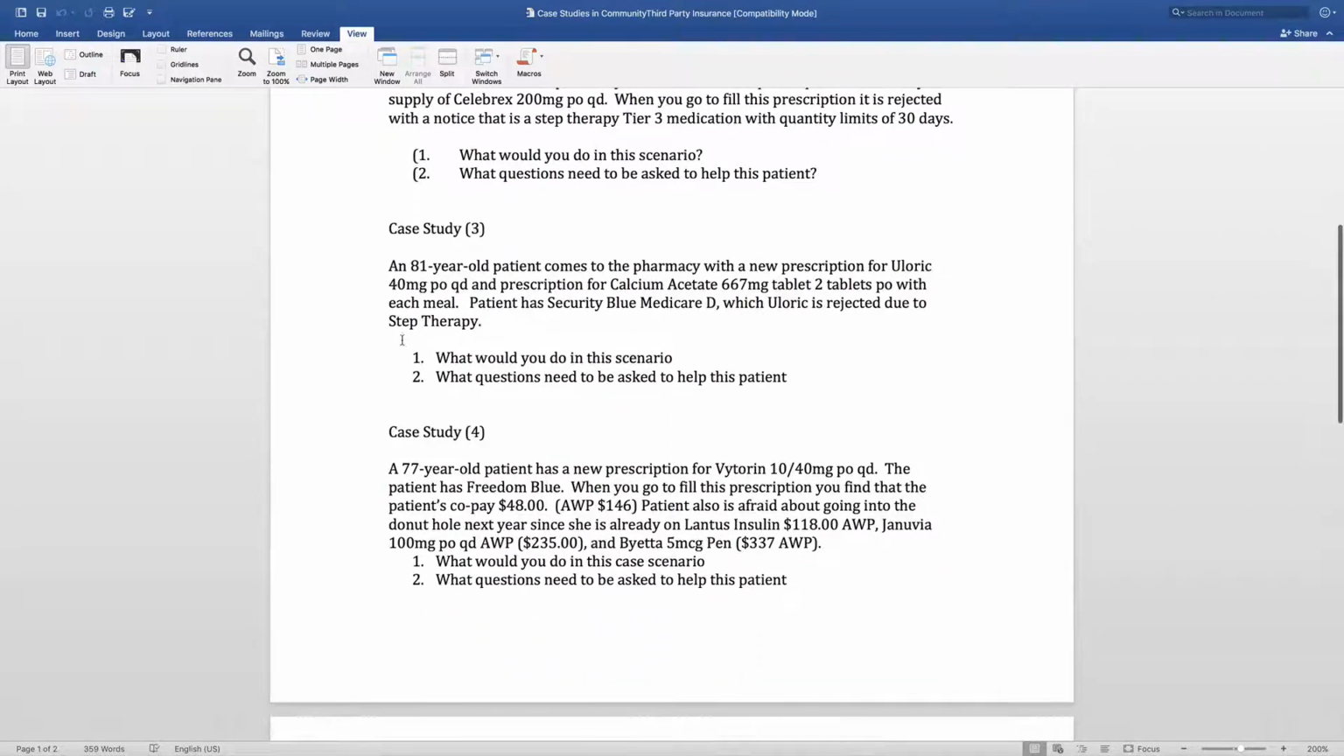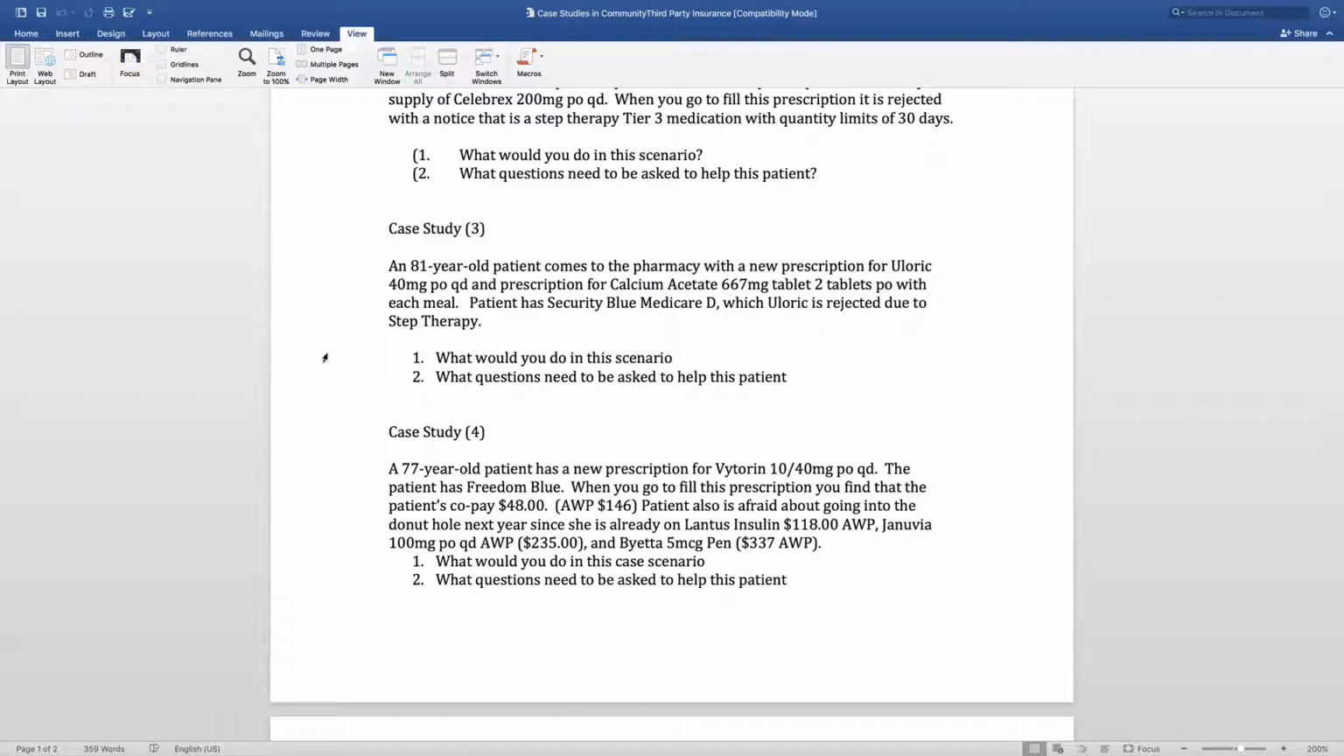Case study number 3, we have a Medicare D patient. This Medicare D patient is an 81-year-old who comes to the pharmacy with a new prescription for Uloric, and Uloric is used for gout. It is a xanthine oxidase inhibitor, and another generic cheap one on the market that's very similar to it is allopurinol. One of the things that I put in this case scenario is that sometimes clinically we also need to think about, okay, what other drugs are they on? Because what other drugs they're on might tell you disease states and might tell you the reasoning why the physician wanted to go with this drug.